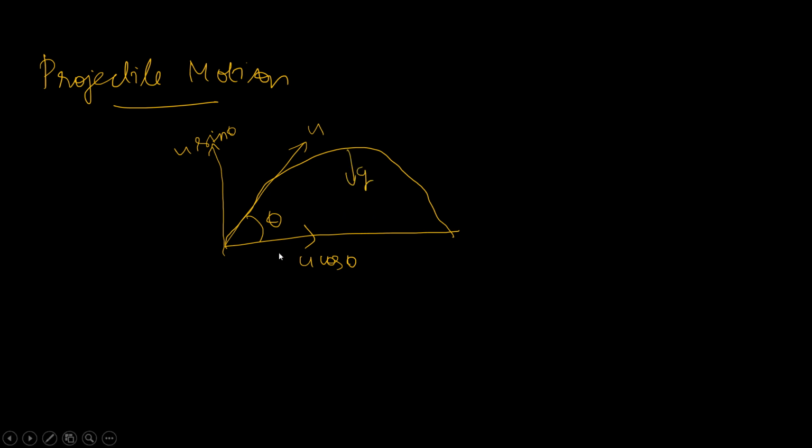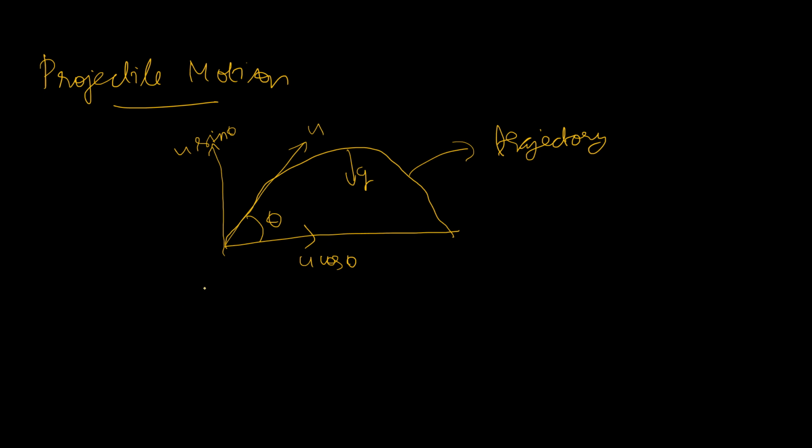Let me state a definition for it. When any object is thrown from the horizontal at an angle theta, except 90 degrees, it moves on a parabolic path known as the trajectory. The object is called a projectile and its motion is called projectile motion.